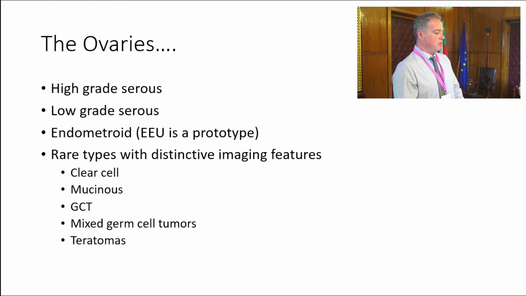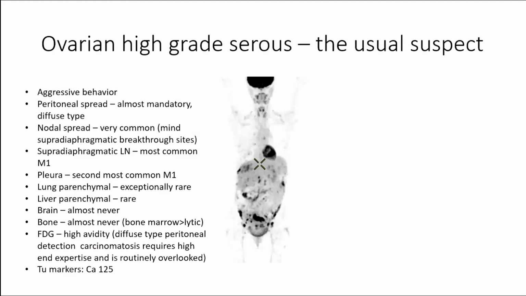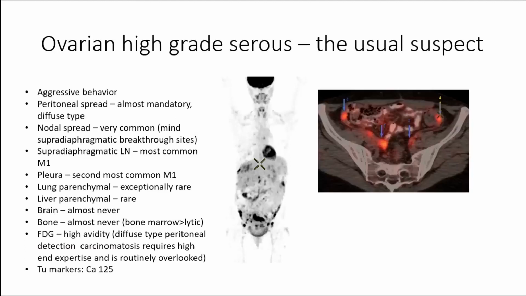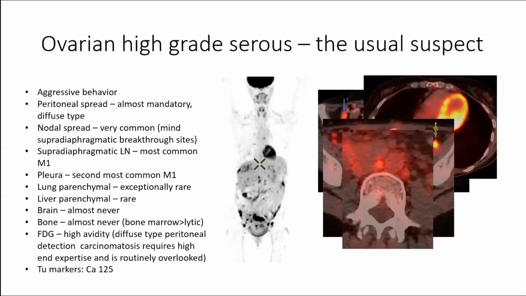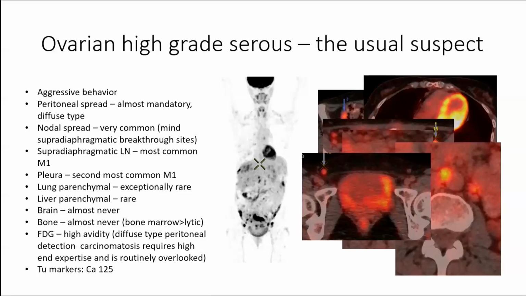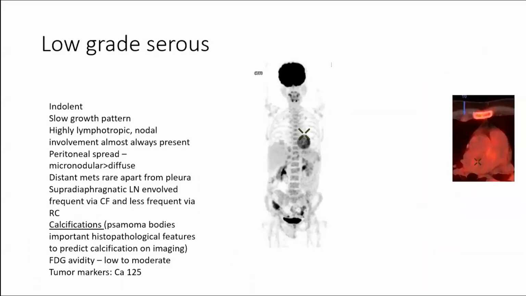High-grade serous, low-grade serous, endometrioid, which behaves like endometrial on imaging, and rare types that have distinctive imaging features are the clear cell, mucinous, granulosa cell tumor, mixed germ cell tumors, and teratomas. Once again for the serous ovarian, peritoneum, pleura, pelvic lymph nodes, low para-aortic, high para-aortic, inguinal may be seen through the round ligament pathway, mediastinal breakthrough, and parasternal breakthrough. This is put all together.